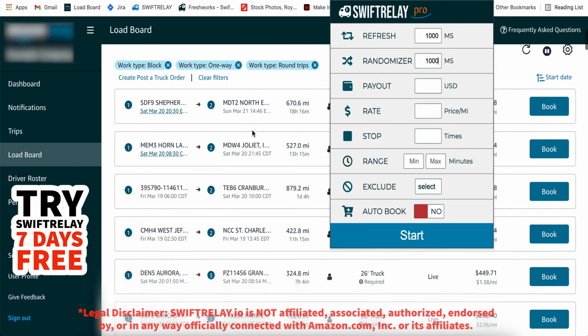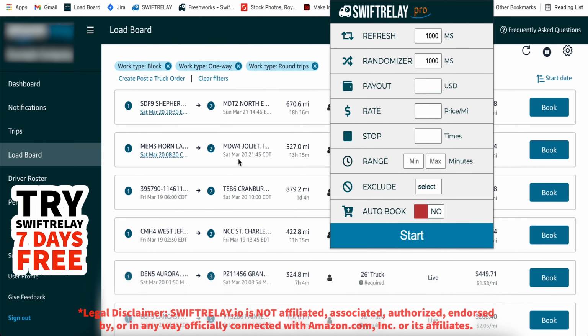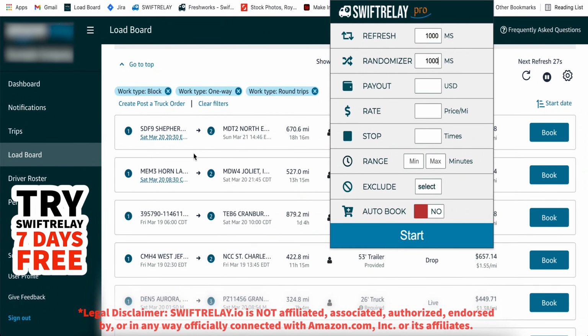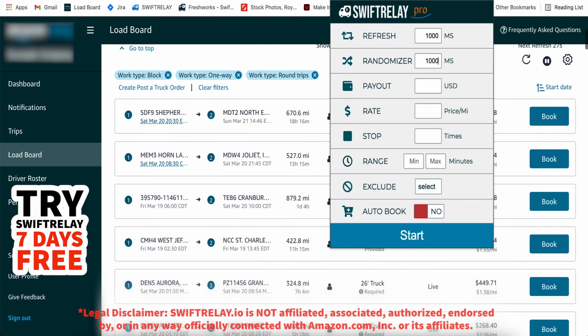So it's as if it is being refreshed by a human, and your human operator reads the load for extra milliseconds and then refreshes again, and then reads the load and refreshes again. So I suggest you use both of the features together.